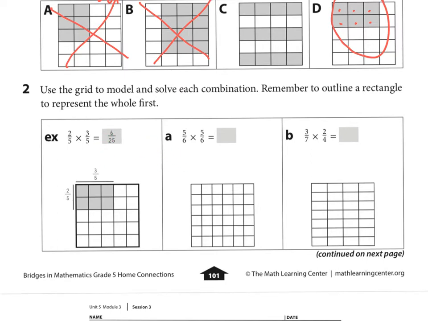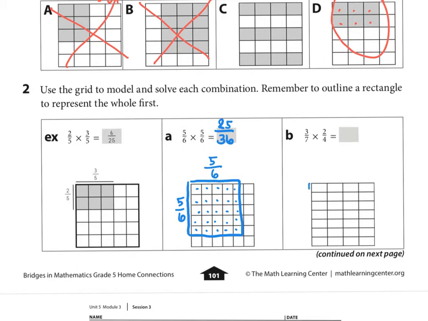And let's come here to A, 5/6 times 5/6. So 1, 2, 3, 4, 5. That's 5/6. Do the same over here. 1, 2, 3, 4, 5. Again, that's 5/6. And so 5/6 times 5/6. Coloring all that in. Imagine if I colored all that in here. That'd be a total of 25/36.